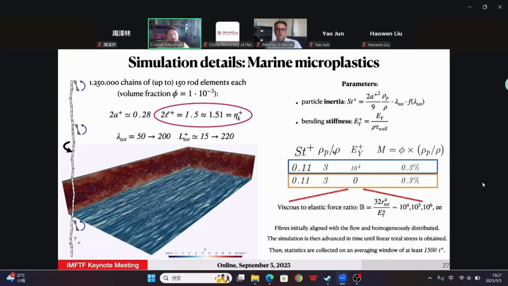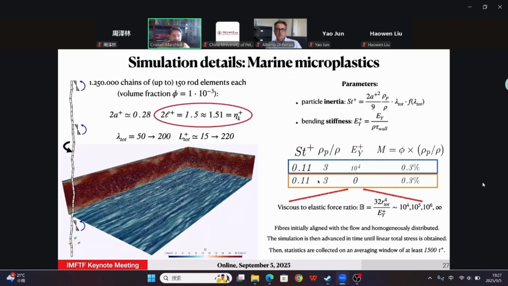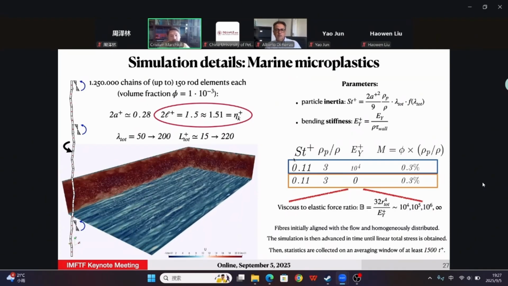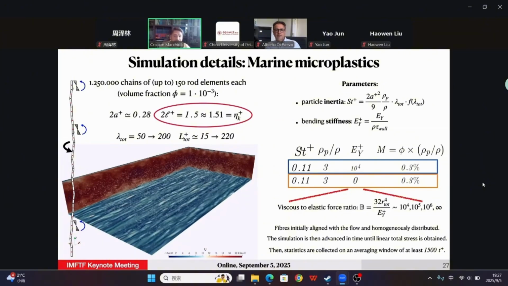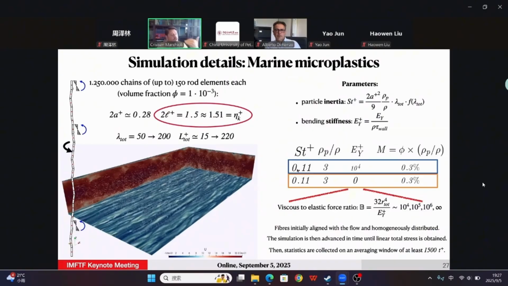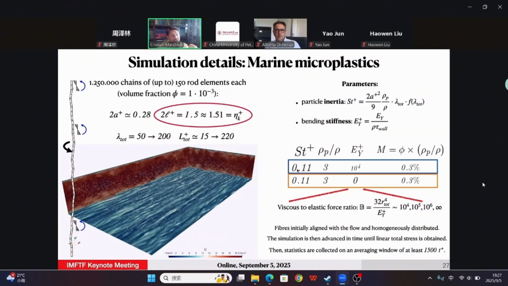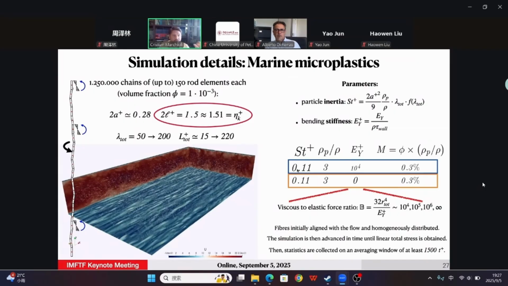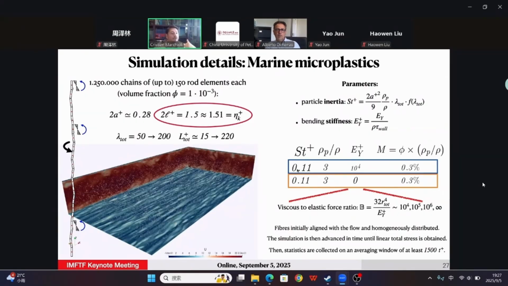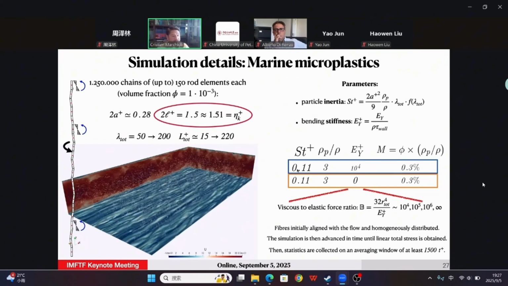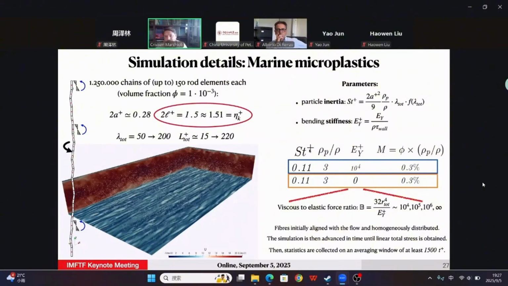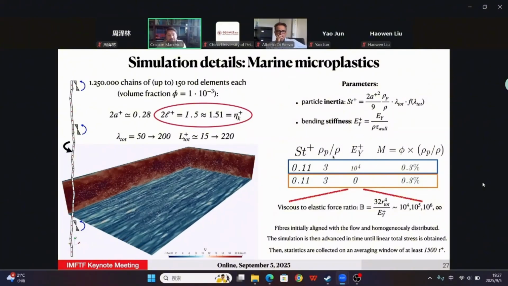So for the marine microplastics, we are considering a relatively small fiber to fluid density ratio, which yields a small Stokes number, so 0.1. From the point of view of the inertial response, then these fibers are almost like tracers, right? So they should be fully compliant with the flow. But the fact that they are very long and flexible changes the picture a little bit compared, for instance, to spherical particles. We are also changing the value of the Young's modulus.